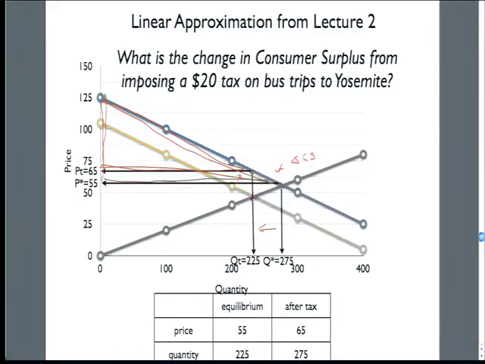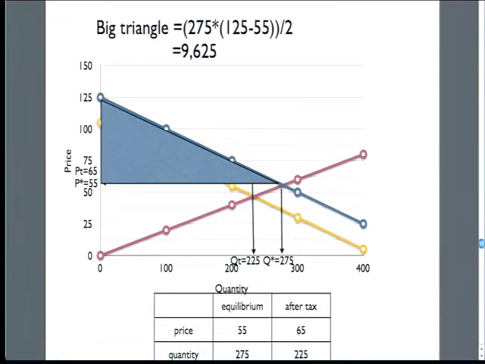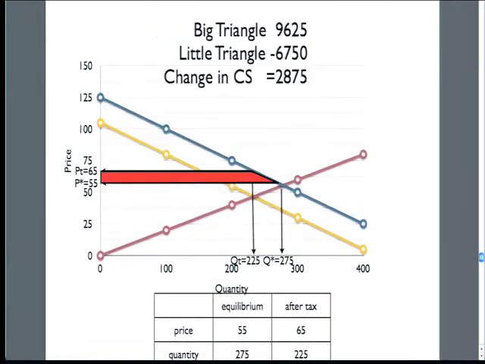What's also interesting here is that we have this rectangle. That's the amount of revenue that the government is getting: a $20 tax times the quantity consumed. So we have a reduction in consumer surplus and an increase in government revenue. So we have this big triangle minus the smaller triangle gives us a change in consumer surplus that we can measure as a trapezoid. We have all the different numbers that we can read off the graph to calculate the size of that trapezoid.